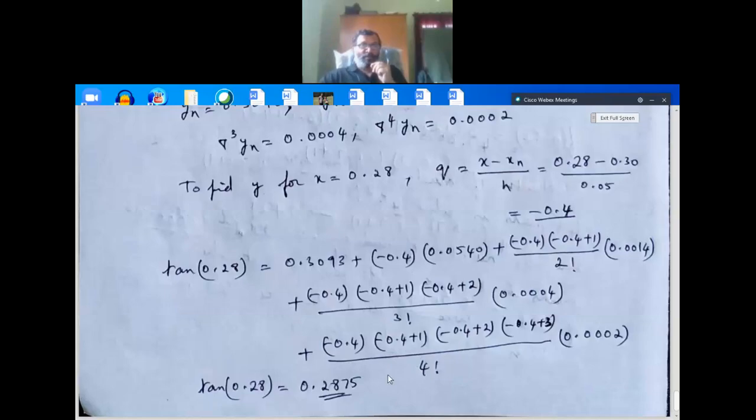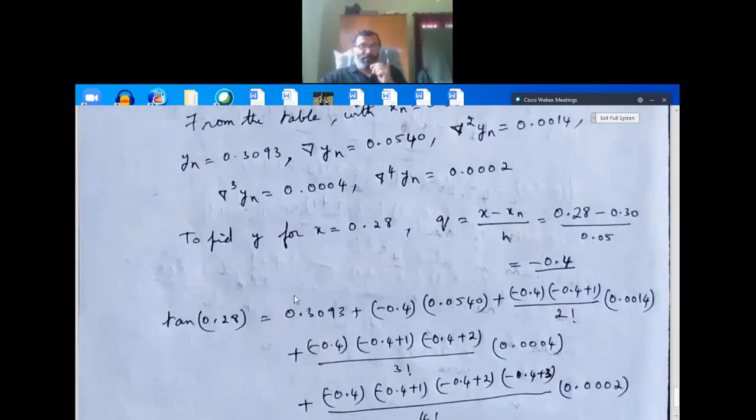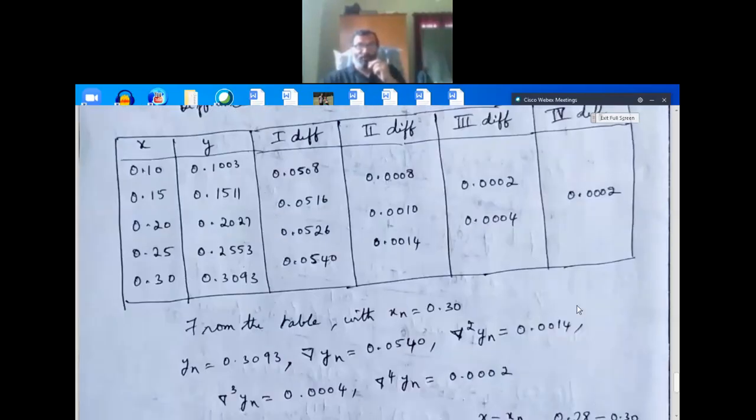So substituting all the values, now yn, I have not written the formula. In the exam, better you write the formula first. 0.3093 yn plus q minus 0.4 into 0.0540, that is del yn, then plus q into q plus 1 by 2, that is minus 0.4 into minus 0.4 plus 1 divided by 2 factorial, that is 2, into del squared of yn, that is 0.0014.